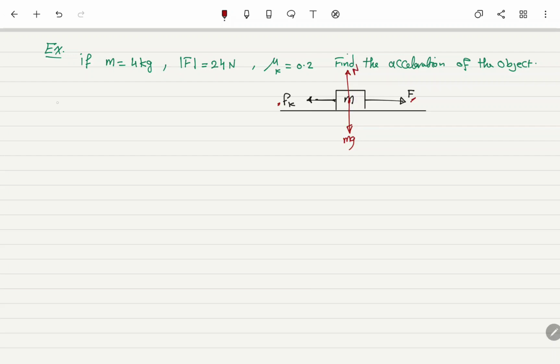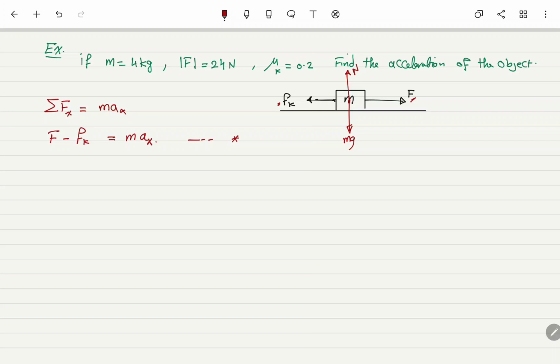Now the sum of all forces on X is equal to m ax. In this case, F minus Fk equals m ax. So this is equation number 1.